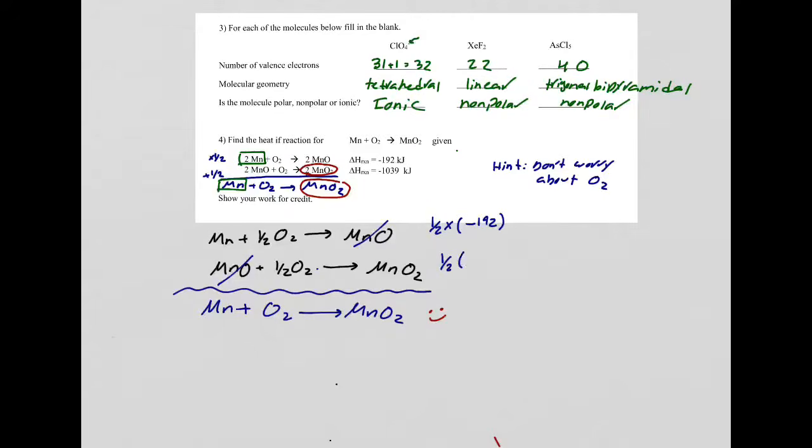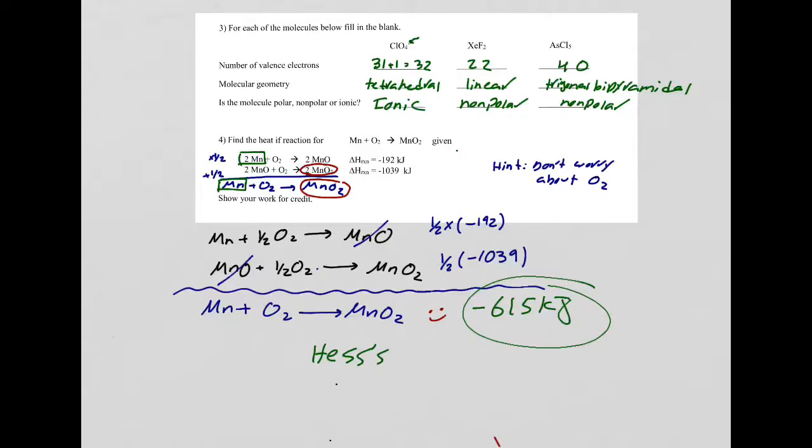So whatever you do to the reaction, you have to do the same thing to the delta H of the reaction. Whatever you do to the equation, do the same here. Again, divide by 2, times by 1/2, the same thing. Now, I'm going to add up these two together. If I add up those two together, what I end up getting is negative 615. Don't forget the unit. Don't lose your point for that. Negative 615 kilojoules. So this was Hess's law. If you're having a hard time, go back to my YouTube video for Hess's law.